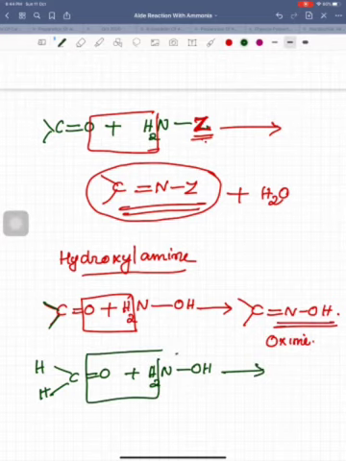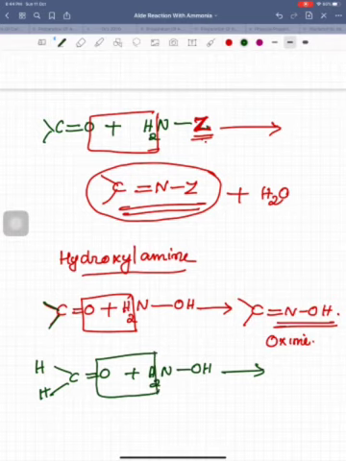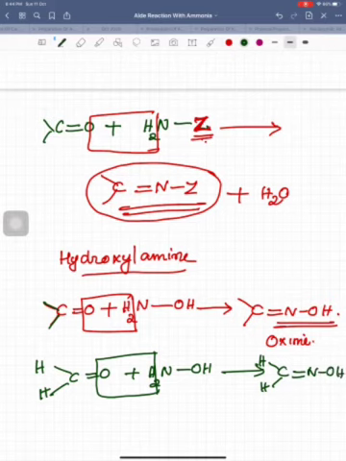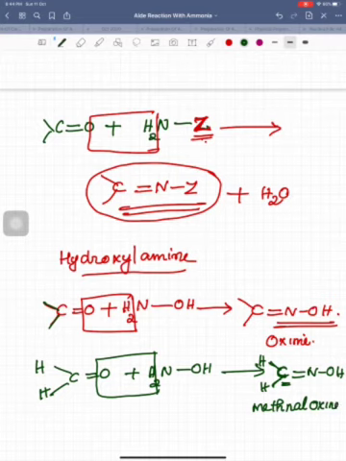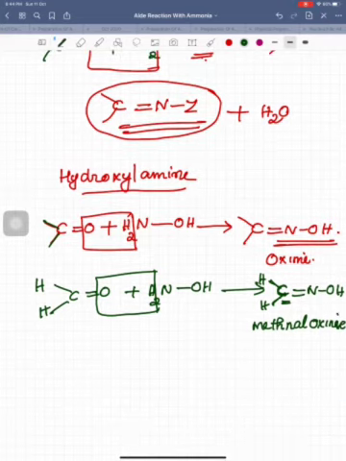It is a very simple thing. The water you just eliminate, the rest of the portion you join. So H H C double bond NOH. Its name: one carbon is here, two hydrogens here. So meth, the hydrocarbon part, methanal oxime is the name. Likewise, if it is from ethanal, it is preparing ethanal oxime.